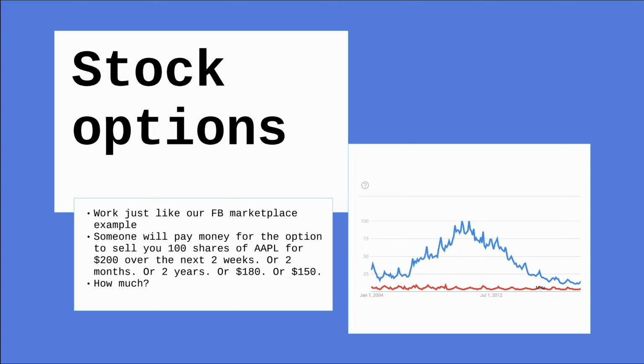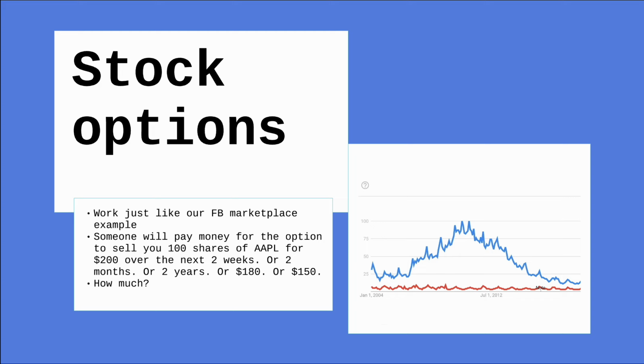Someone will pay me money for the option to sell 100 shares of Apple for $200 at any time in the next 2 weeks, or the next 2 months, or the next 2 years. And the price is also flexible, so I can sell the option for $200 or 190 or 180 or 150. And they pay the money up front and I keep it, whether they end up selling me the shares or not. How much money do they pay?